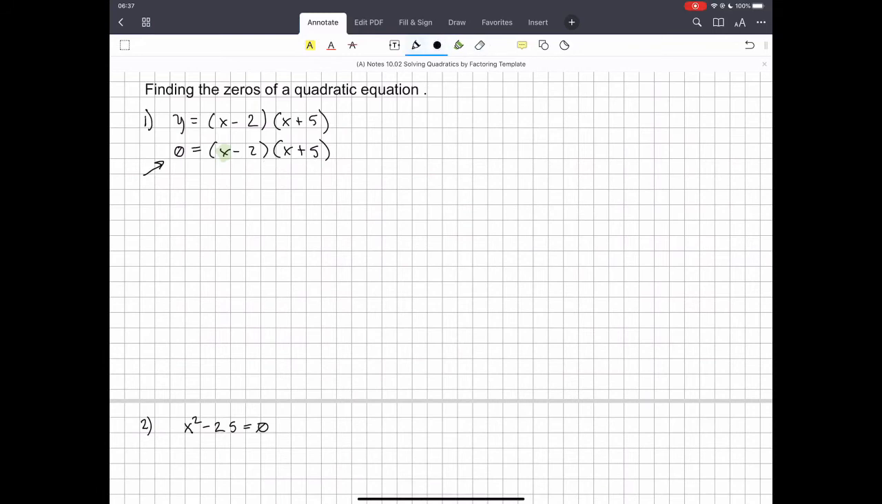So to determine what goes here, and we can figure this out mentally, what minus 2 would be 0? It would be 2, right? And we would do the same thing for the x plus 5. What plus 5 would equal 0? It would have to be -5. So there would be two answers. But the way we can show our work is like this.